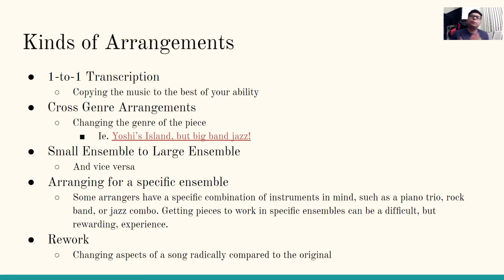So sometimes people want to make an arrangement for a specific combination of instruments, maybe like a rock band. You'll see online when people do like a metal arrangement of, I don't know, the Animal Crossing New Horizons theme. So they have a specific ensemble in mind, and they arrange that music for that ensemble. And so this is only limited to your imagination of how you want to combine instruments.